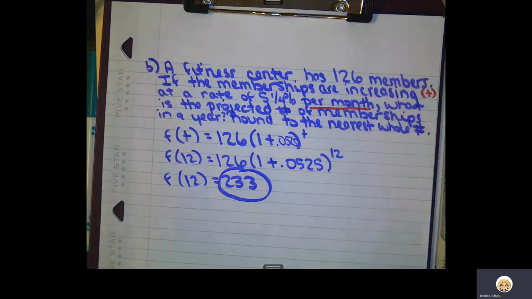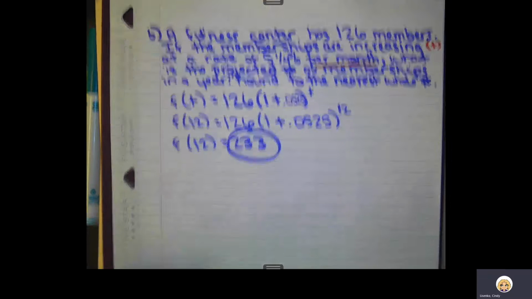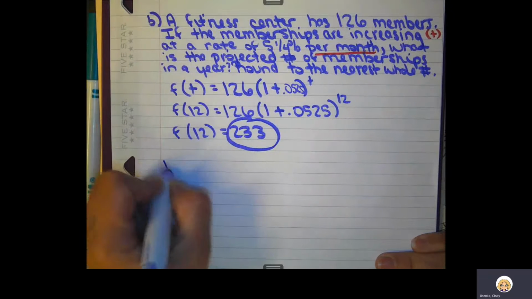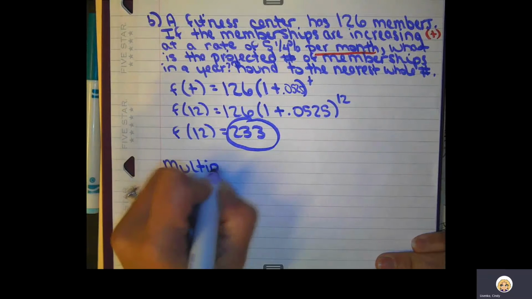I do want to talk about quickly before we go, the multiplier, which is the thing in the parentheses. That is important in Algebra 2. So I'm going to write my next part here, multipliers, last part of the notes.